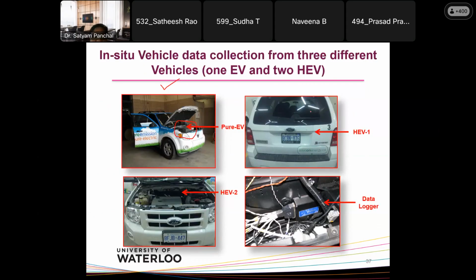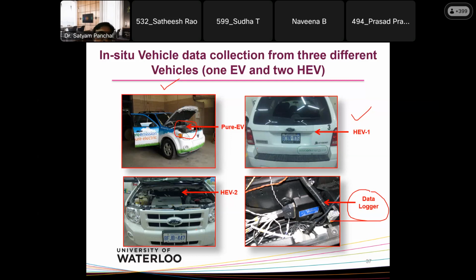Second, vehicle number 3, here you can see the hybrid electric vehicle. So the remaining two white ones are hybrid electric vehicles, and this type of data logger was installed in all three vehicles: electric vehicle 1, hybrid electric vehicle 1, and hybrid electric vehicle 2. And then data has been collected over several months for these three vehicles.